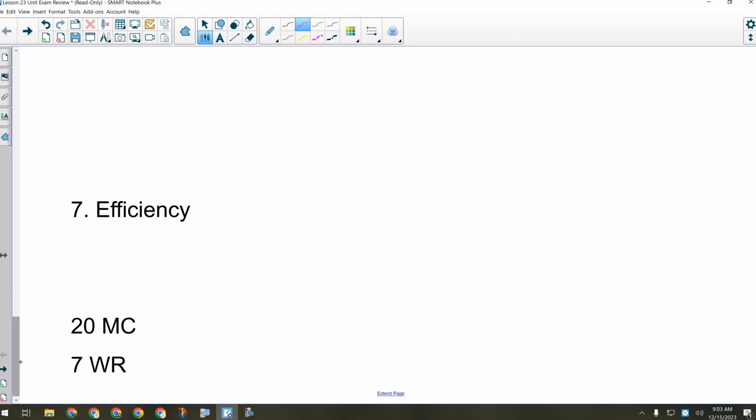For the written response: graph, acceleration, graph, work and energy, conservation of energy, acceleration.